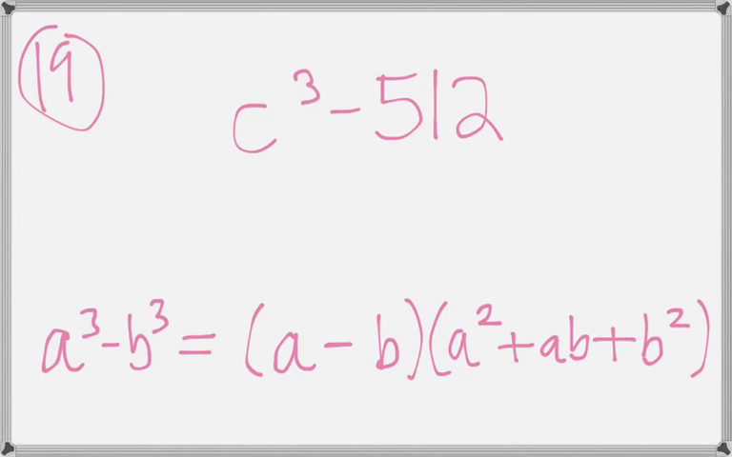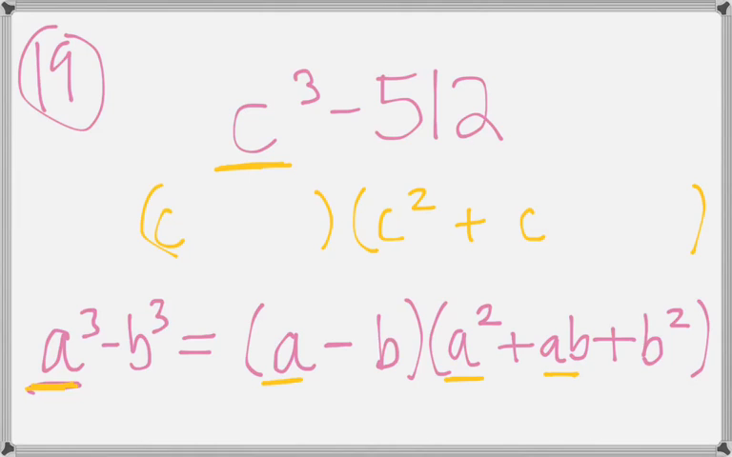So what would A be here? What's being cubed first? C is. So the first thing we're going to write everywhere where we see an A in this problem is a C. So I've got C minus something, and then I have a C squared, and then I have a C times something after the plus sign, and then no C's after that.